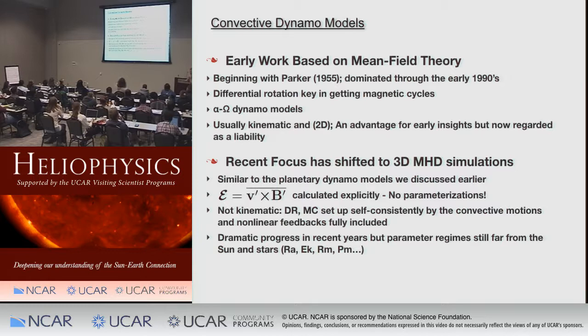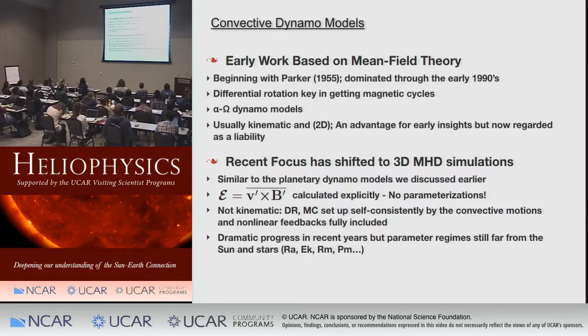So these are usually kinematic and axisymmetric. And that was seen as an advantage 50 years ago, 60 years ago. But now it's really a liability. As Amitabha pointed out this morning, there's a lot of problems with the kinematic approach. No real dynamo is kinematic. There's always feedbacks between the magnetic field and the velocity field, and those can be subtle.